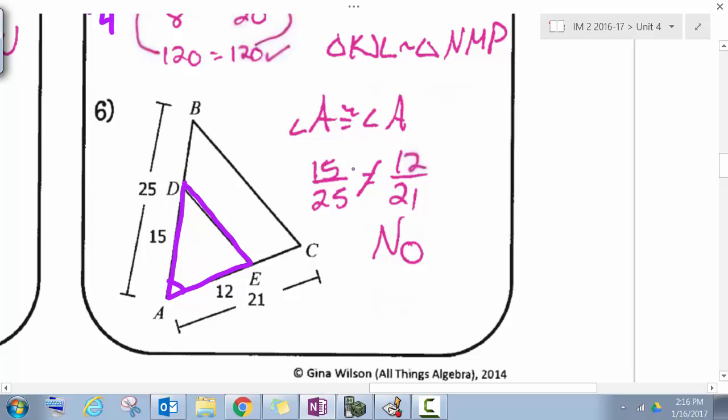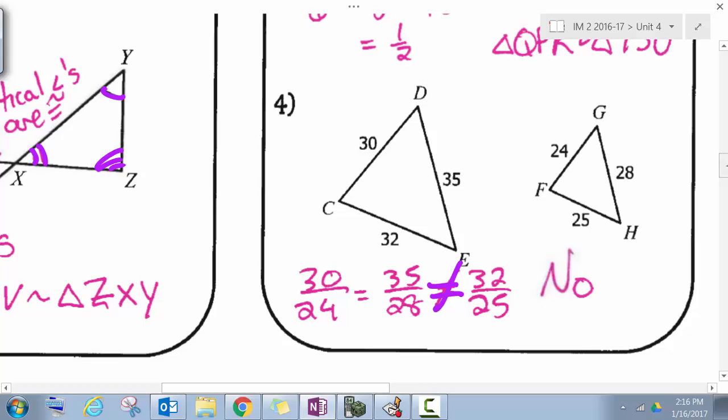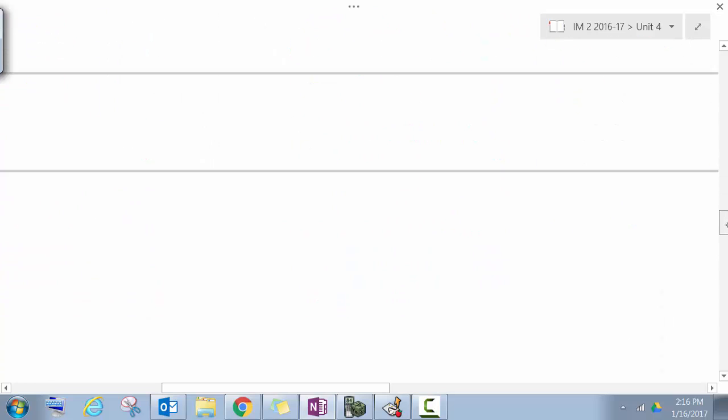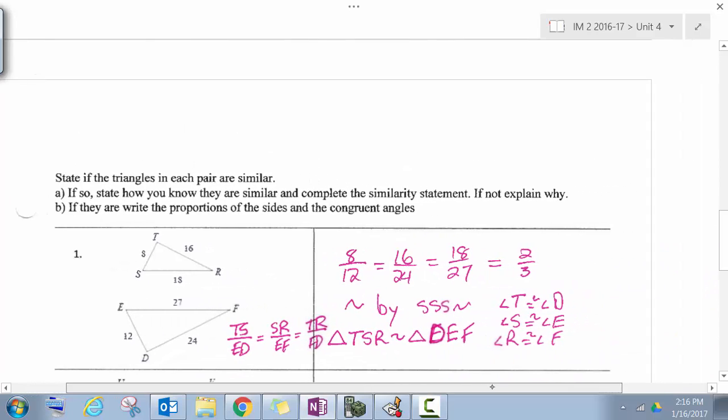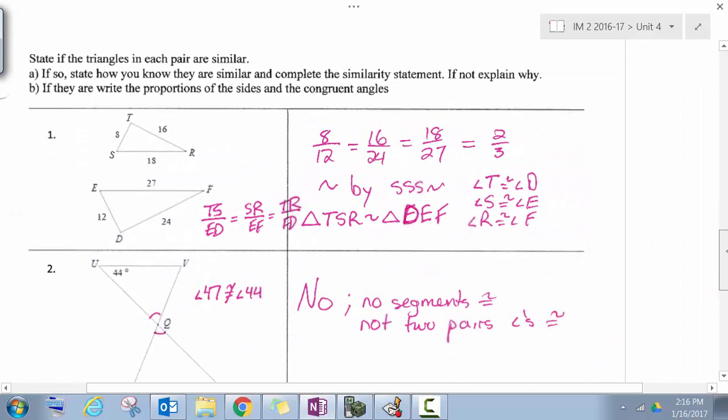15 is a side of a triangle, and AB is a side of a triangle. So 15 over 25, and we want to see if it's equal to 12 over 21, and they're not equal. We put them in our calculator, and we got that they were not equal, so no, they're not similar, because we had an angle congruent, but we didn't have our sides proportional. So that's what we're dealing with. Three different ways, but they don't have to be similar. Obviously it's nice if they're similar, but they don't have to be.